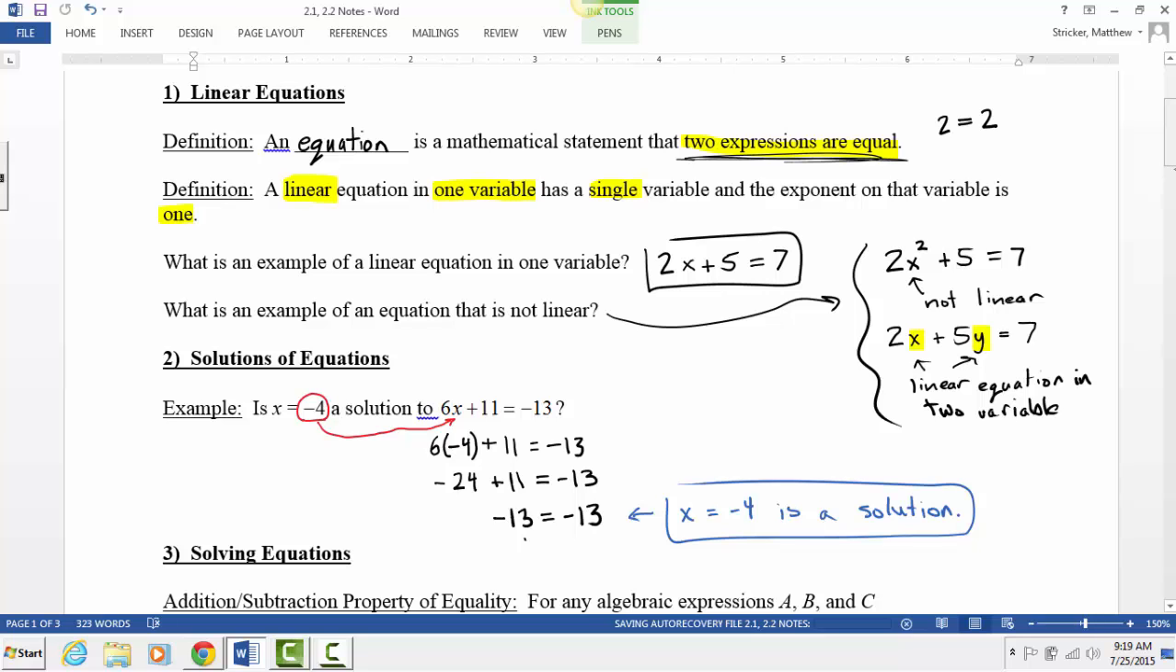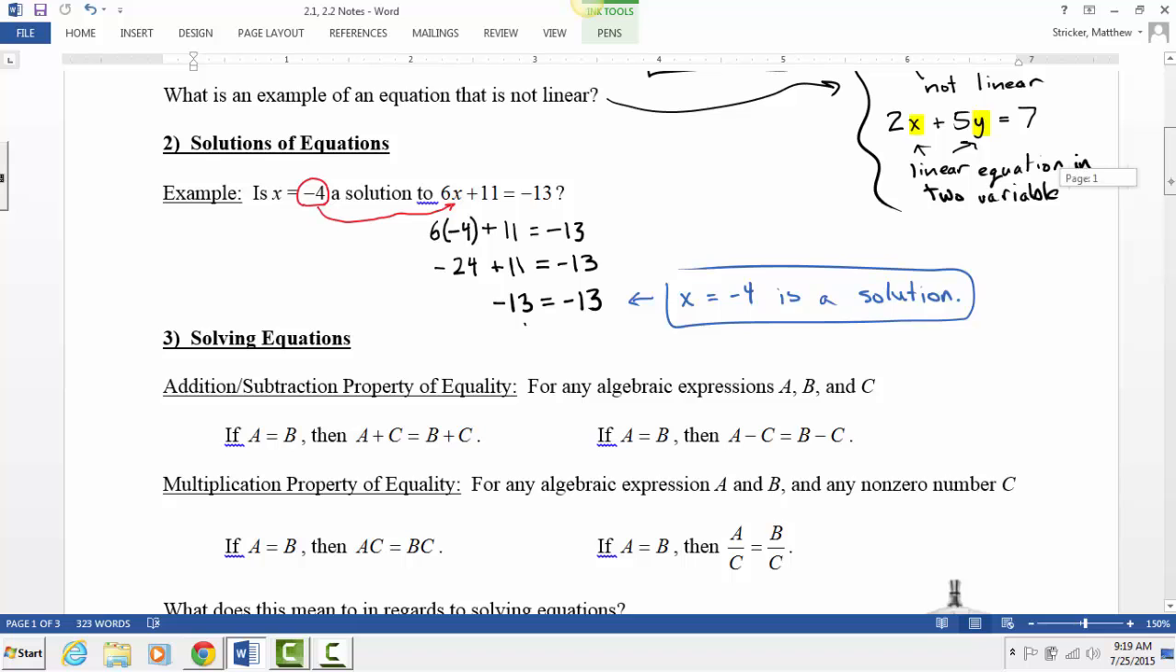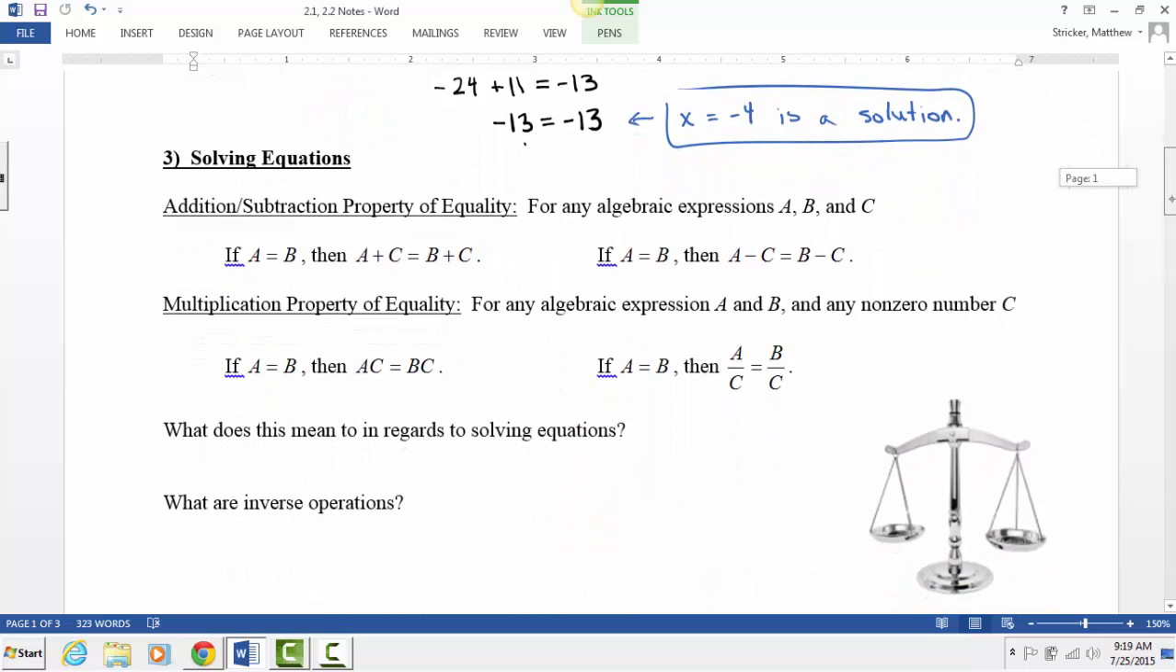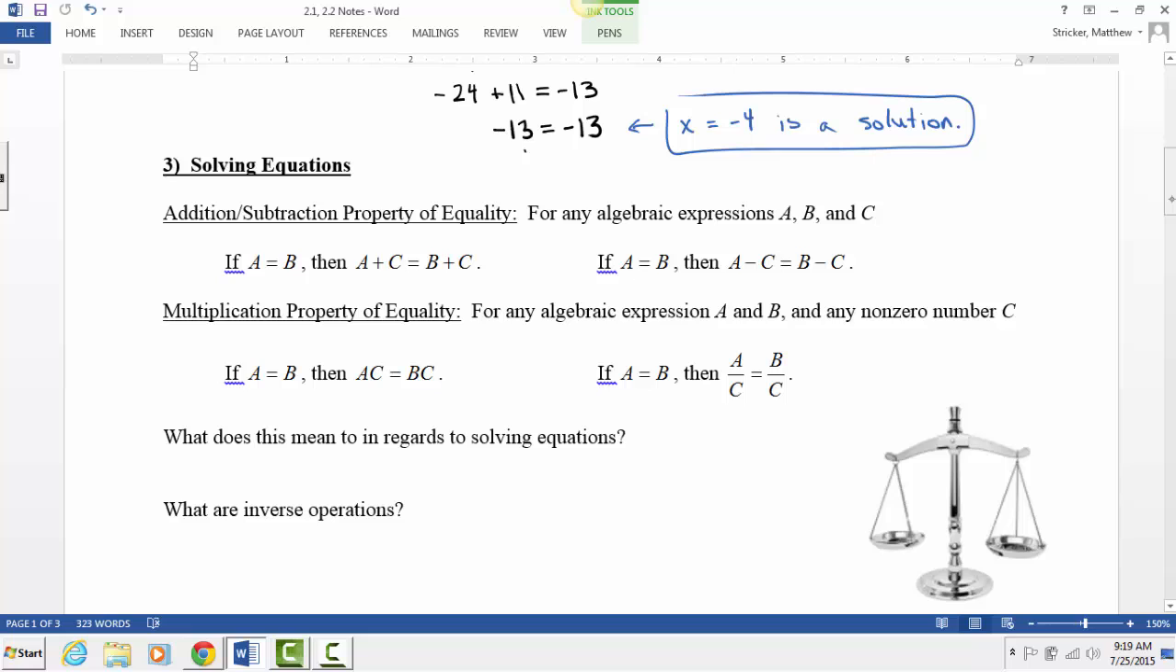Now let's go ahead and start looking at how we actually solve one of these things. Before we do that though, we're going to take a look at a few properties. The first one here is the addition-subtraction property of equality. It's pretty simple. It just says that if I have a statement that A is equal to B, and I add the same amount to both sides, if I add C to A and I add C to B, then look, there's still an equal sign between them. They should still be equal.